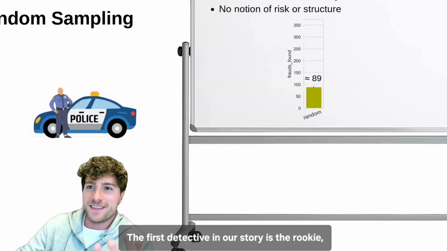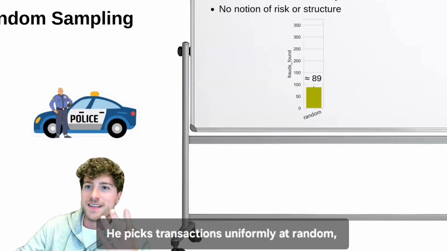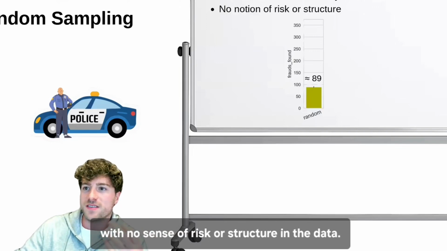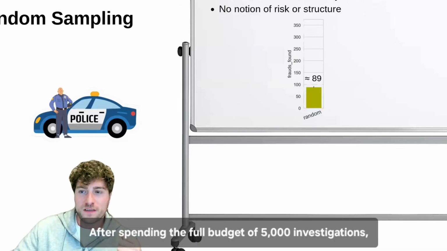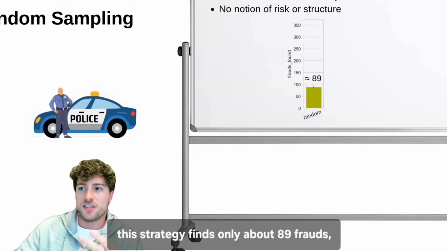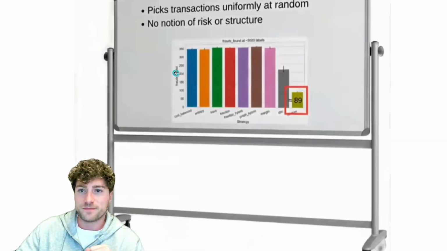Okay, so the first detective in our story is the rookie, who uses random sampling. He picks transactions uniformly at random with no sense of risk or structure in the data. After spending the full budget of 5,000 investigations, this strategy finds only about 89 frauds, so most of the budget goes to easy legitimate cases.